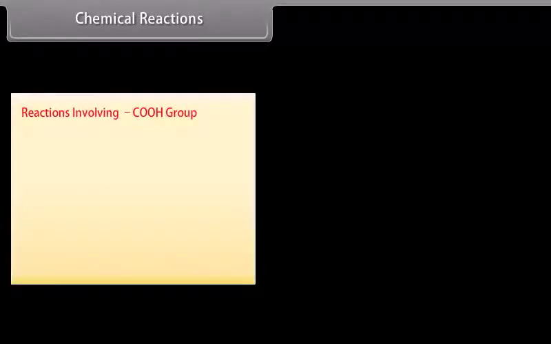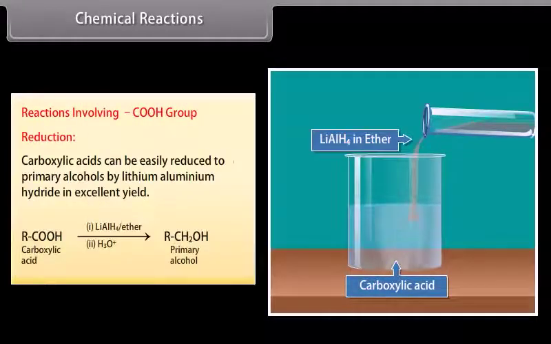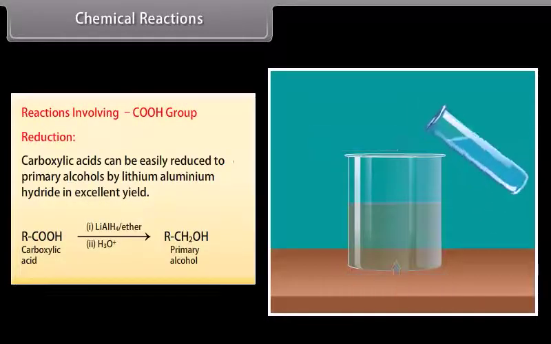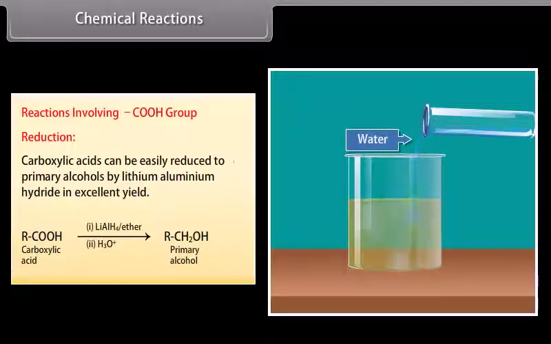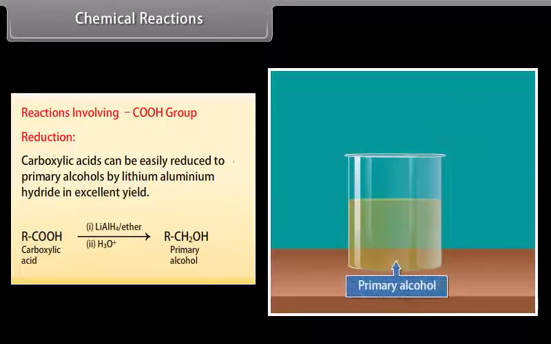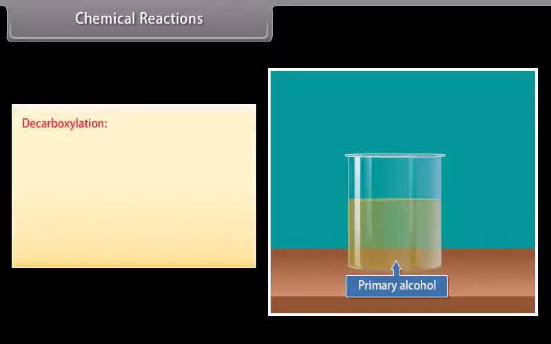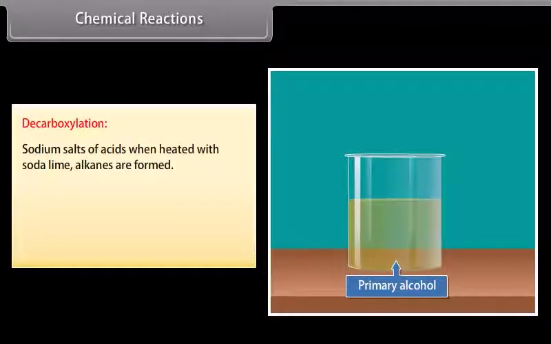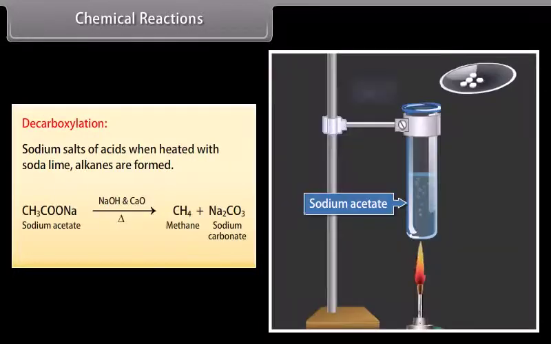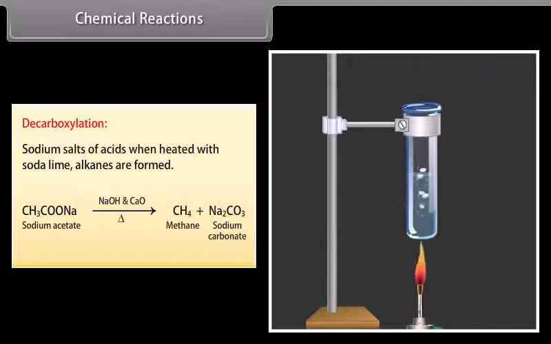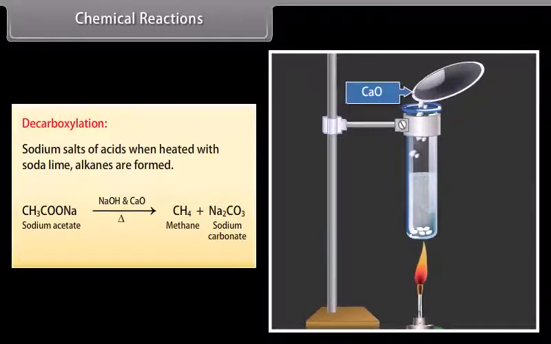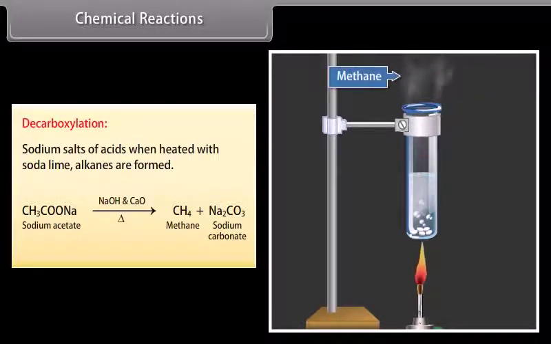Chemical reactions. Reactions involving the carboxyl group. Reduction: carboxylic acids can be easily reduced to primary alcohols by lithium aluminium hydride in excellent yield. Decarboxylation: when sodium salts of acids are heated with soda lime, alkanes are formed. When sodium acetate is heated with sodium hydroxide and calcium oxide, it forms methane and sodium carbonate.